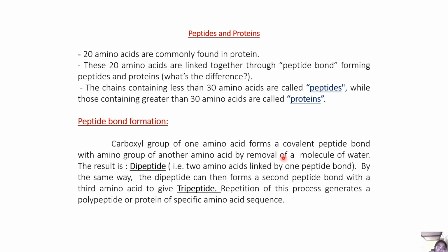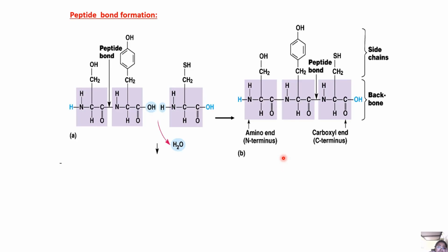In the same way, the dipeptide can then form a second peptide bond with a third amino acid to give a tripeptide. Repetition of this process generates a polypeptide or protein of specific amino acid sequence. So this is how peptide bond formation will occur.